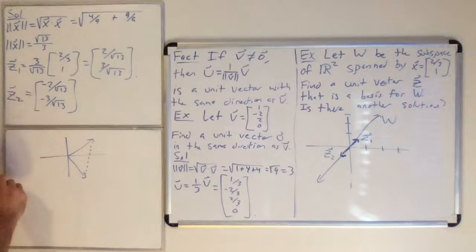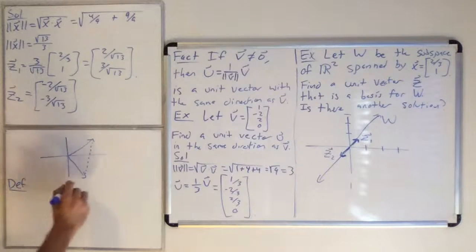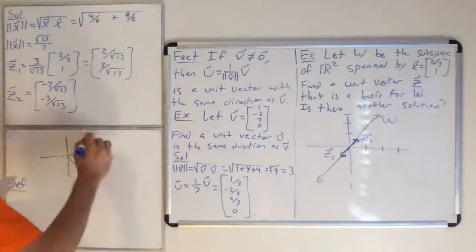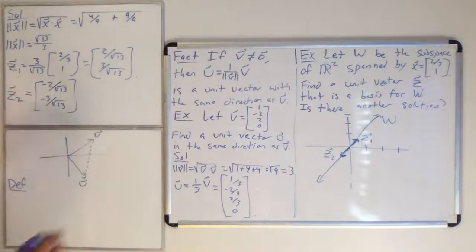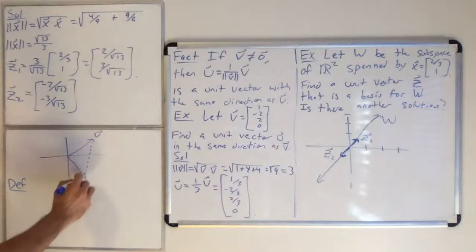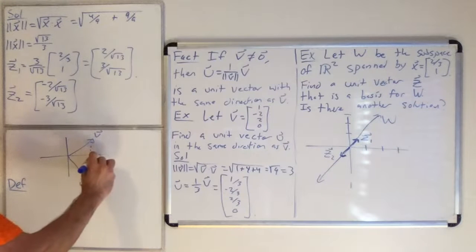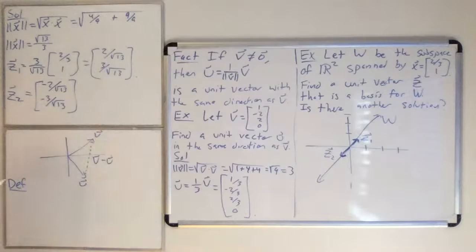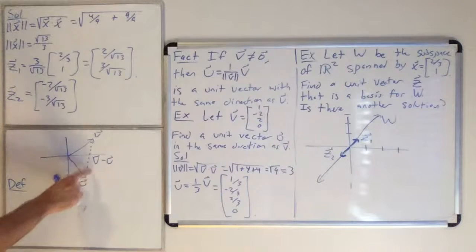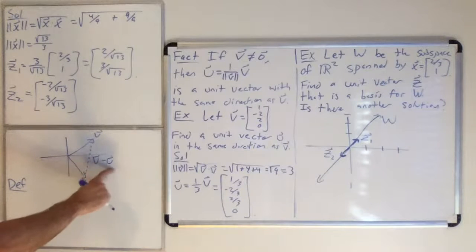So the way we get that, well, if this was the vector u and this was the vector v, this vector starting at u and ending at v would be the vector v minus u. So our distance between vectors is just going to be the norm, or the length, of v minus u.